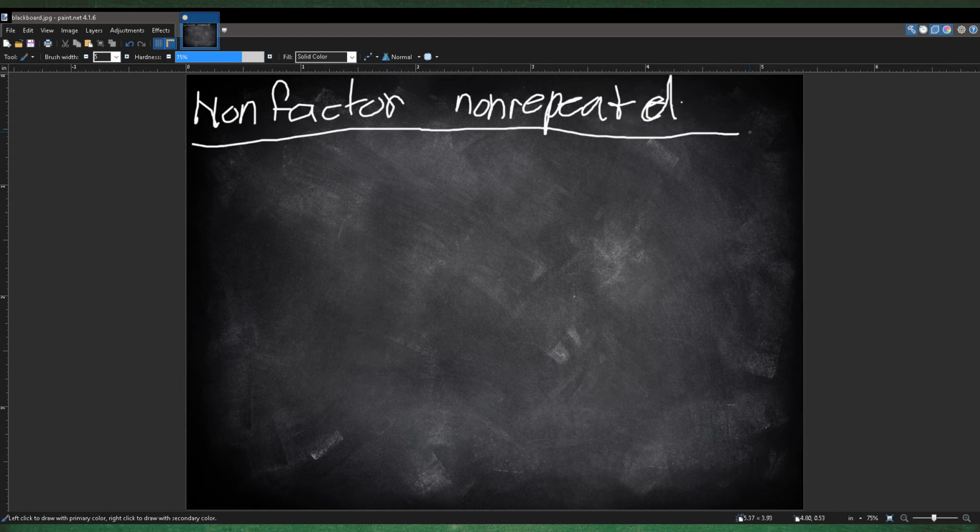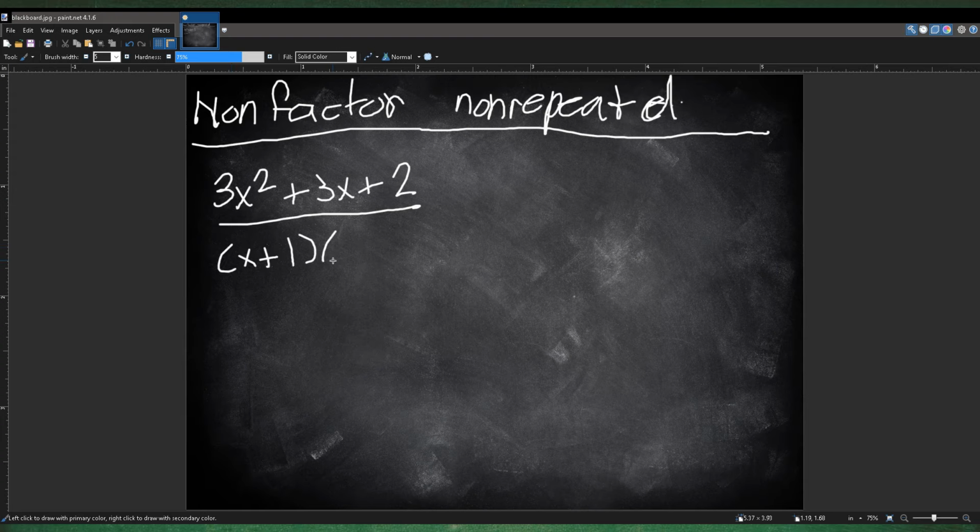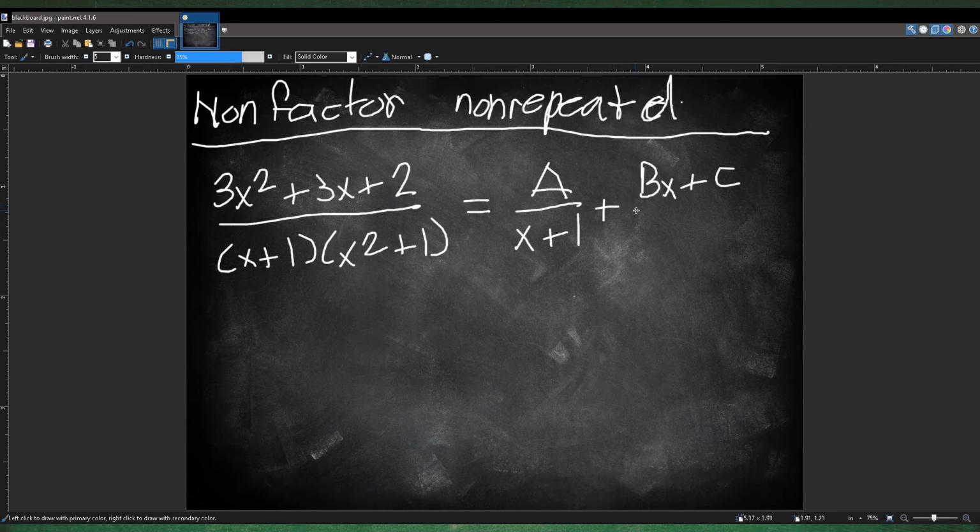So what it's going to say is that we have something like 3x squared plus 3x plus 2 all over x plus 1 and x squared plus 1, because you can't factor x squared plus 1. That's why it's called a non-factor case. So in this case you split this up into a over x plus 1 plus bx plus c all over x squared plus 1.